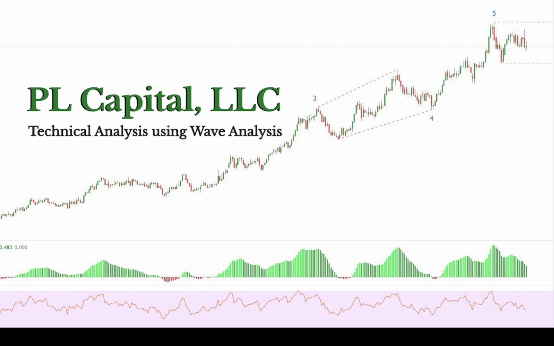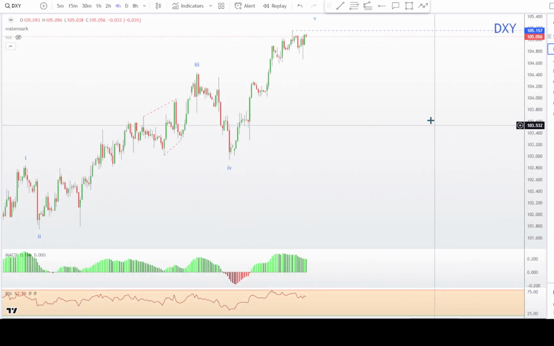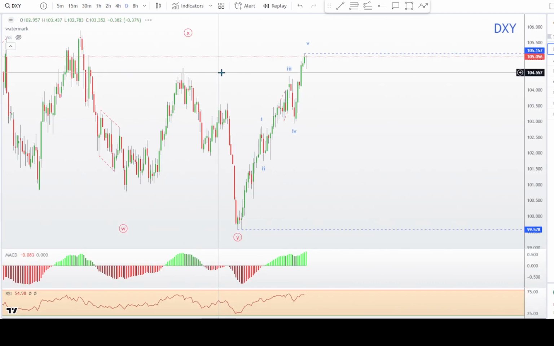In this video, we're going to look at the US dollar index, the euro, the pound, the CAD, and the yen. So let's start. All right, looking at the 4-hour chart of the US dollar index. Going to zoom out to the daily.